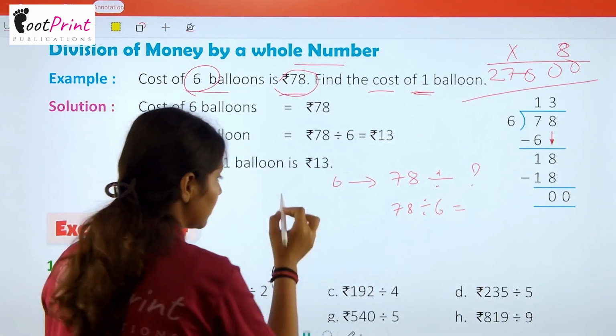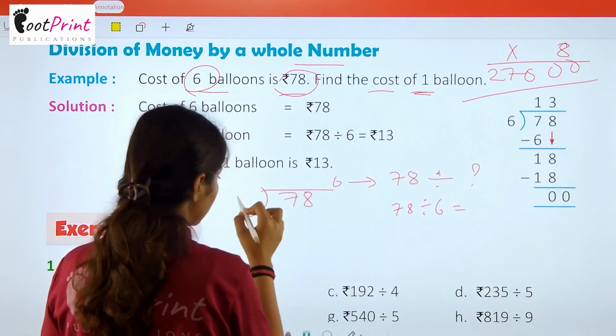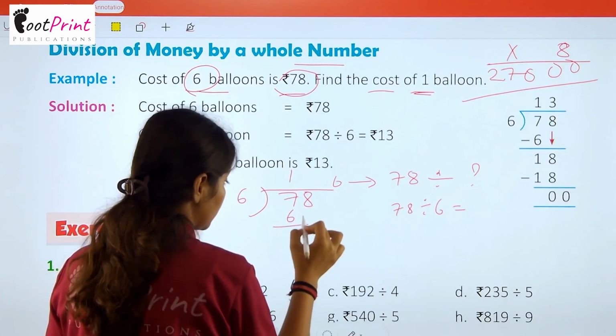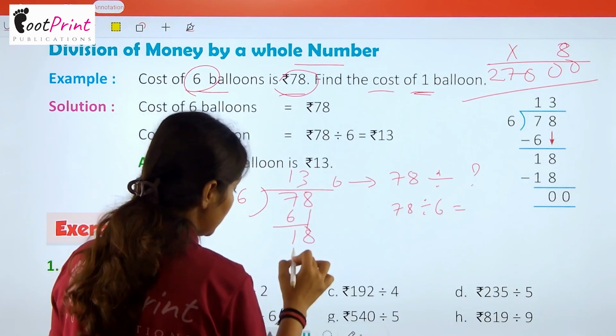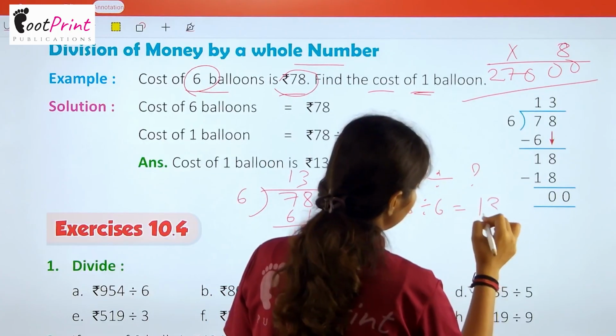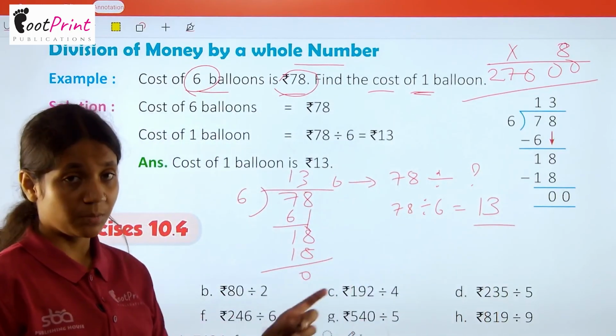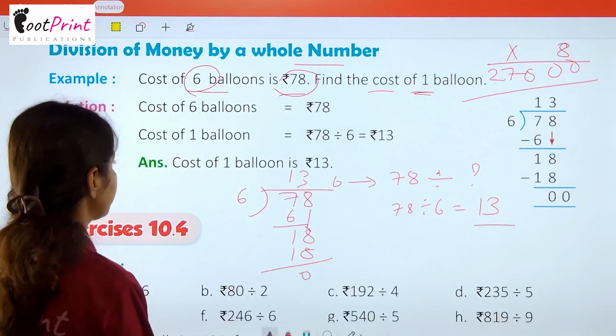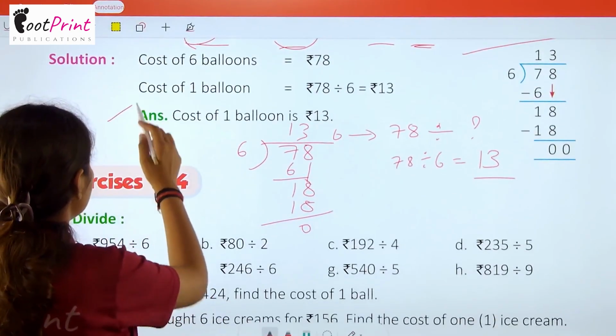That is, when we are dividing this, 6 ones are 6, we are getting 1, now 8, 6 3s are 18. That means 13 is our answer. One balloon cost is 13. Okay, as here it is solved.